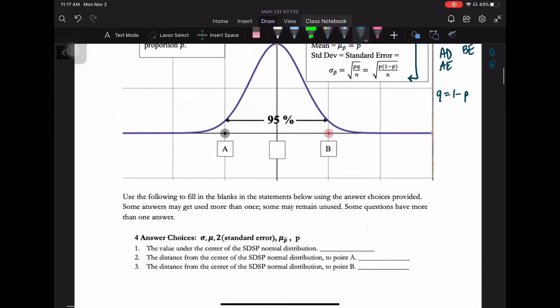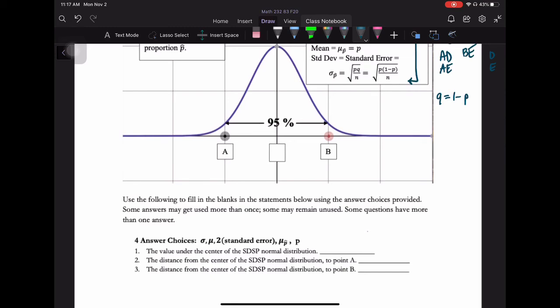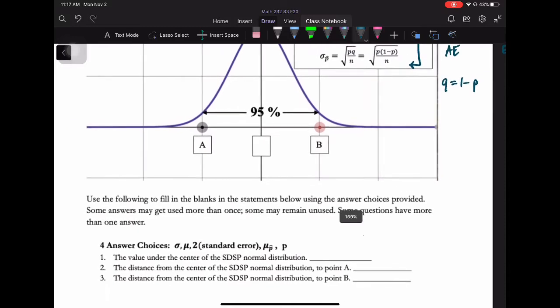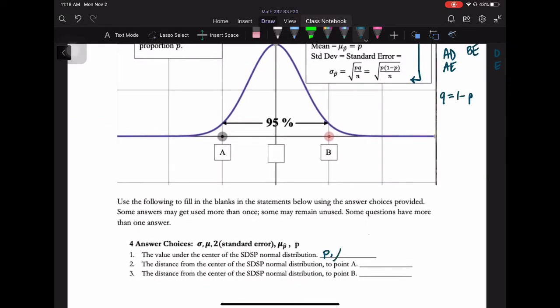All right, using the following to fill in the blanks, we want to know what's the value under the center. Well, we know that the center is going to be equal to the population proportion or the sampling distribution mean. Both go in that middle portion here. They're the same thing. I would call this for the means distributions, which we'll talk about later, not proportions. The distance from the center out to A, 95%, you know that's 2 standard deviations. We're going to call that 2 times the standard error. And the same thing is going to be true for B, 2 times the standard error.